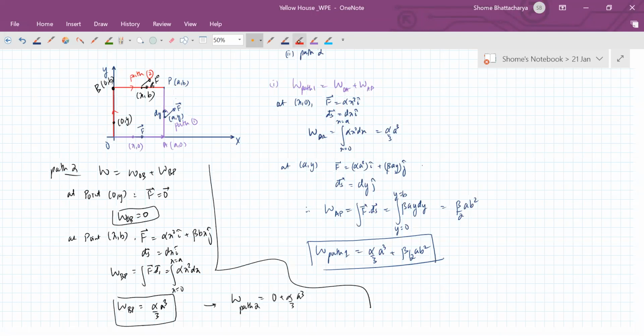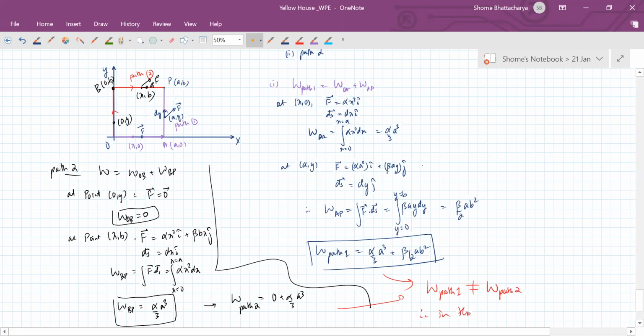So you can see that they are not the same. The work done in path 1 is not equal to the work done in path 2. Therefore, in this case, the work done by F is path dependent. So both types of forces are possible. It need not always be path independent. So just make a note of this example properly.